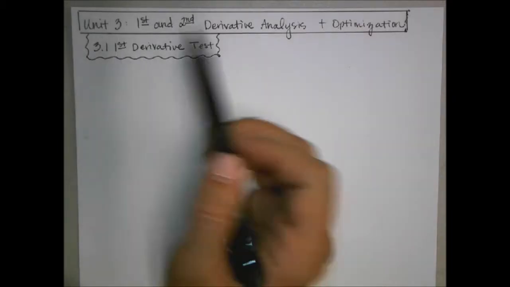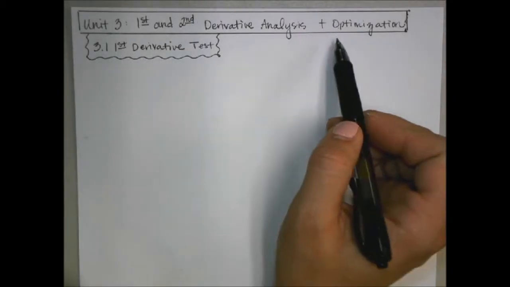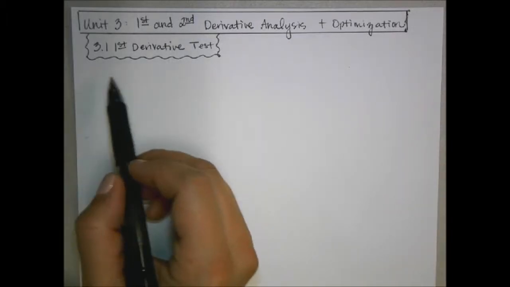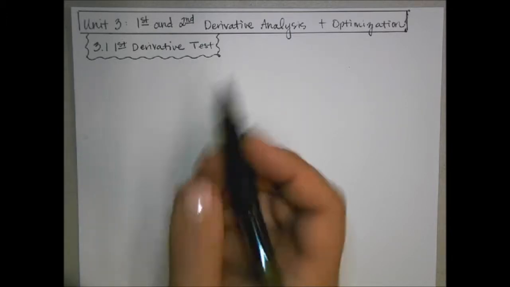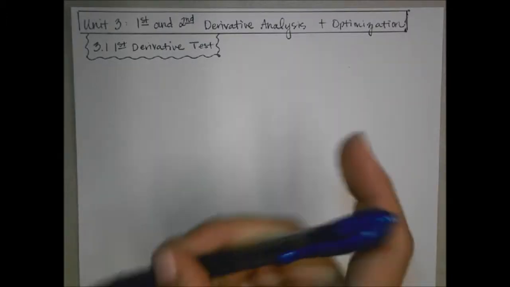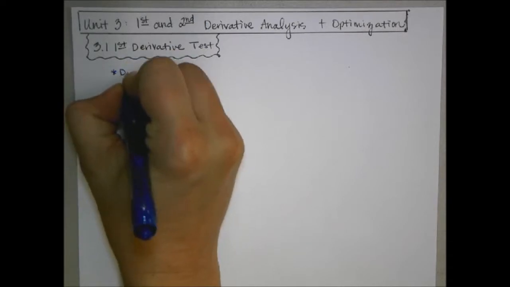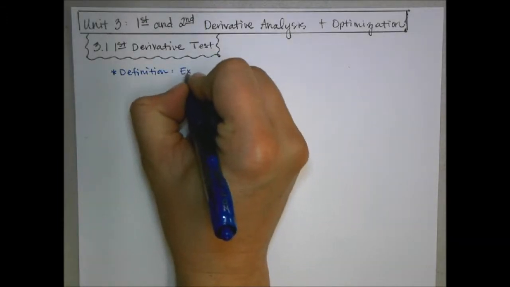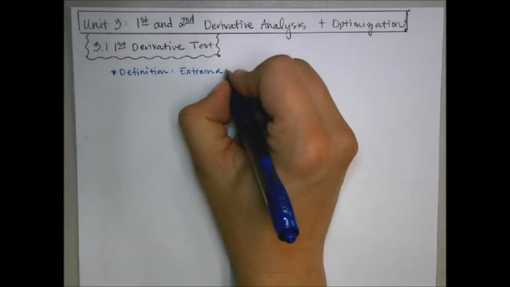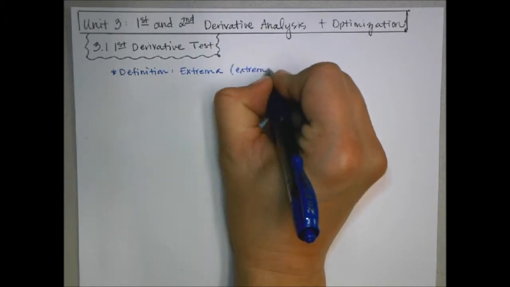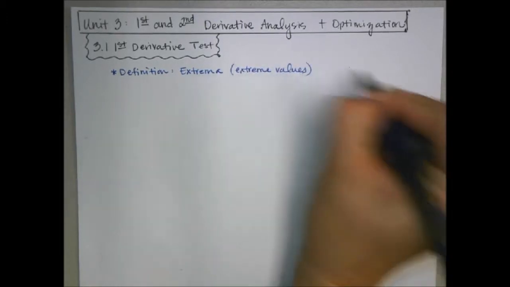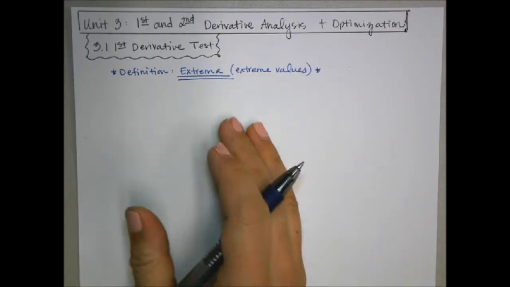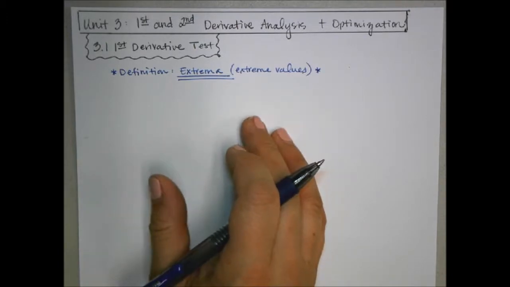Unit 3, we're going to discuss the first and second derivative analysis and optimization problems. These are applications of derivatives, and 3.1 is on the first derivative test. So we're going to start with the definition of extrema, or extreme value. These are your absolute maximums and your absolute minimums.